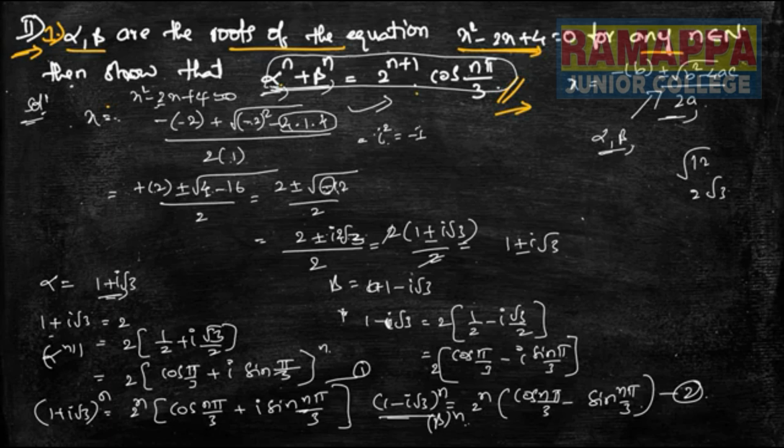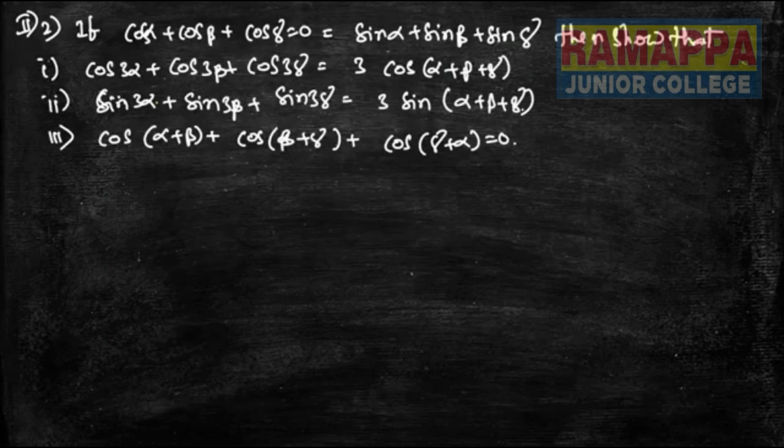Now moving to the next question. The second one is: if cos alpha plus cos beta plus cos gamma is equal to 0, and sin alpha plus sin beta plus sin gamma is equal to 0, then show that cos 3 alpha plus cos 3 beta plus cos 3 gamma is equal to 3 cos(alpha plus beta plus gamma), and sin 3 alpha plus sin 3 beta plus sin 3 gamma is equal to 3 sin(alpha plus beta plus gamma), and cos(alpha plus beta), cos(beta plus gamma) and cos(gamma plus alpha) sum is equal to 0.